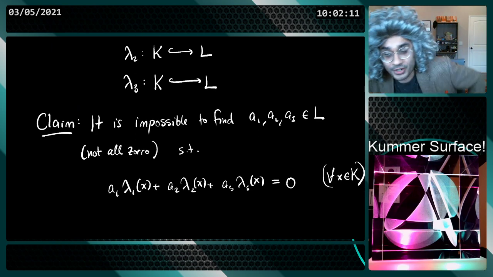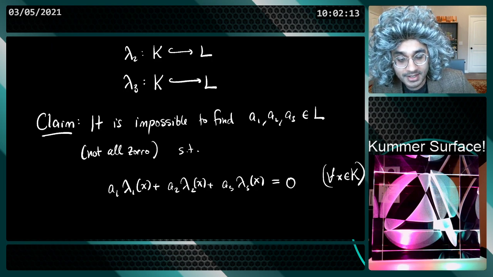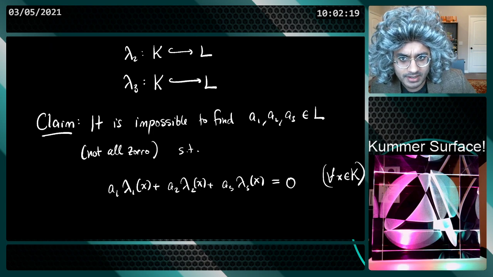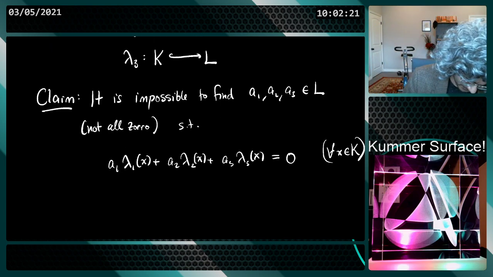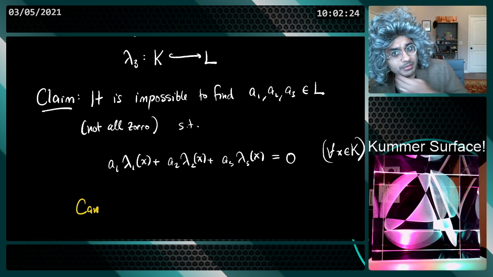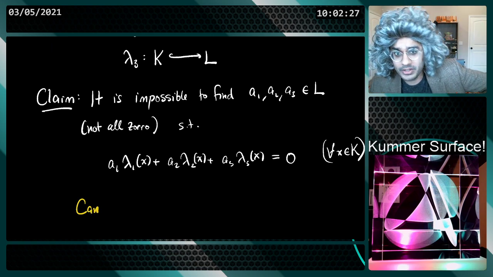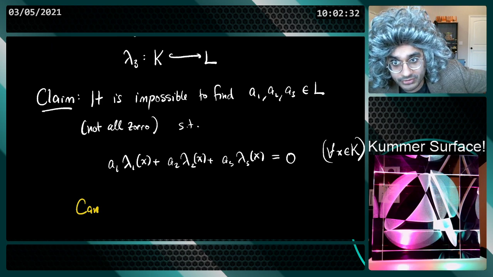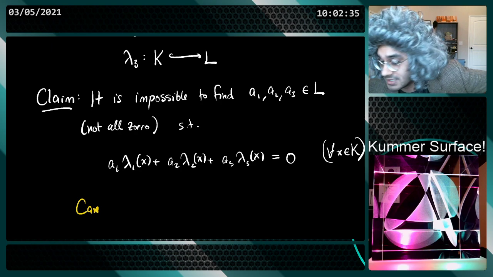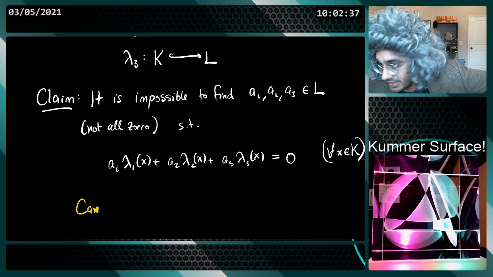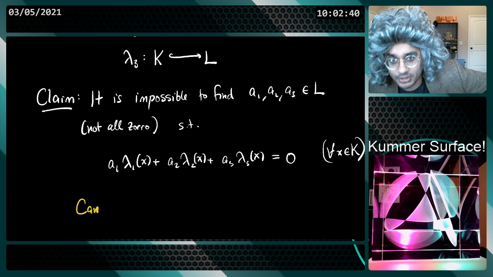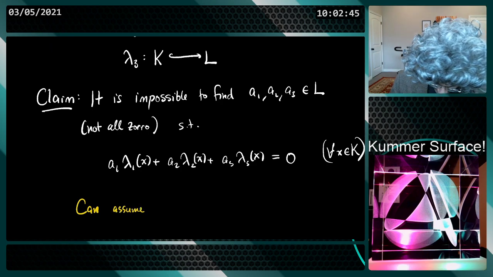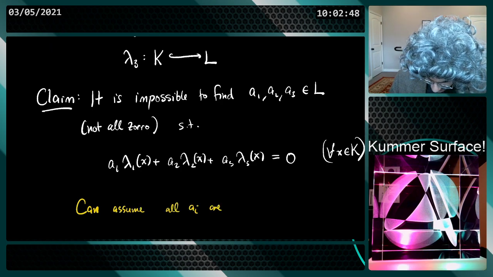Okay, first observation. We can assume that all 3 of A1, A2, and A3 are non-zero, because if any one of them is 0, it reduces to the previous case. And so you're starting to see the inductive structure that is in the proof of the actual main thing. If one of these A-i's is 0, you're back in the previous case, right? So you can assume all A-i are non-zero.